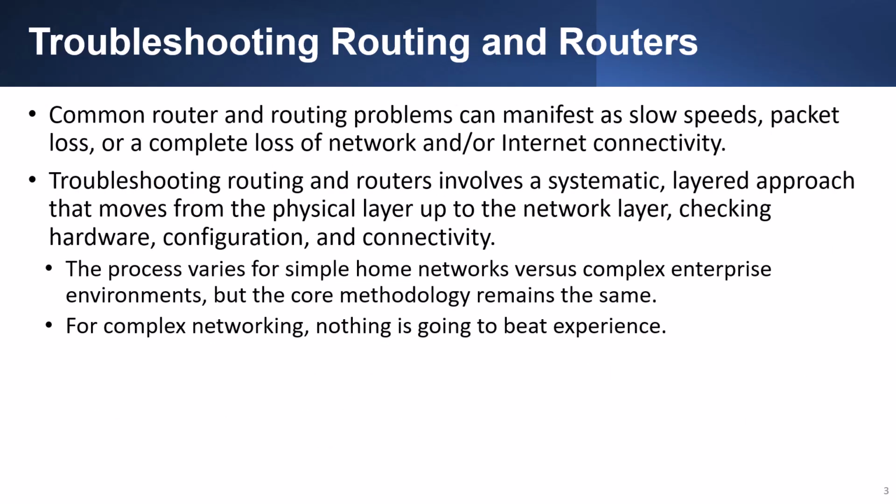Common router and routing problems can manifest as slow speeds, packet loss, or complete loss of network and/or internet connectivity. Troubleshooting routing and routers involves a systematic, layered approach that moves from the physical layer up to the network layer, checking the hardware, configuration, and connectivity. The process varies between simple home networks and complex enterprise environments, but the core methodology remains the same. For complex networking, nothing is going to beat experience.